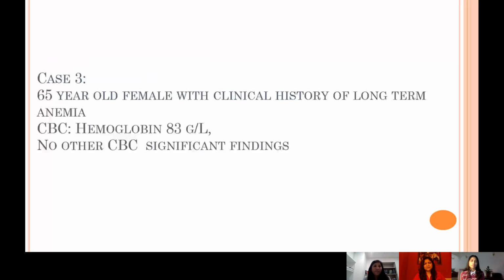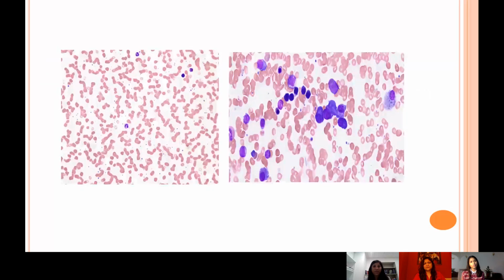Moving on to case number 3, this is a 65-year-old female. She had a history of anemia. CBC showed hemoglobin 83 grams per liter. There were no other pertinent CBC findings. On the left-hand side, you can see in the peripheral blood film there is no increase in TLC. We are not seeing any immature cells, any blast cells, any left shift, or any nucleated RBCs either.